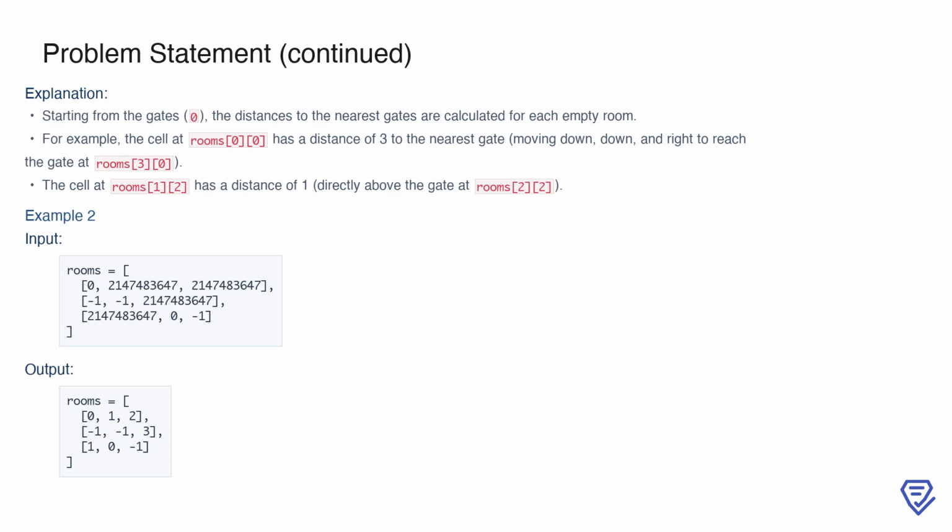Now consider a second example. If the input grid is 0, 2147483647, 2147483647, -1, -1, 2147483647, 2147483647, 0, -1, the output will be 0, 1, 2, -1, -1, 3, 1, 0, -1. Again, distances are calculated from the gates to the empty rooms, while walls remain unchanged.